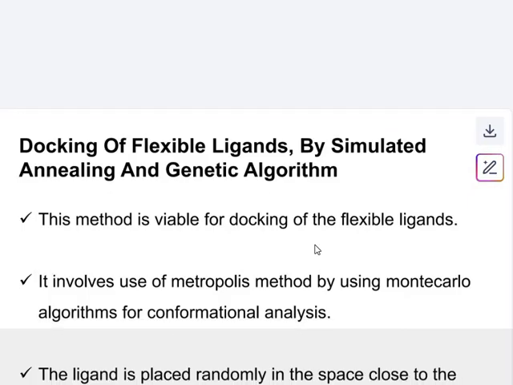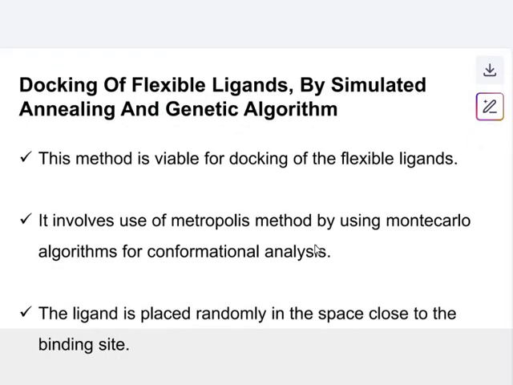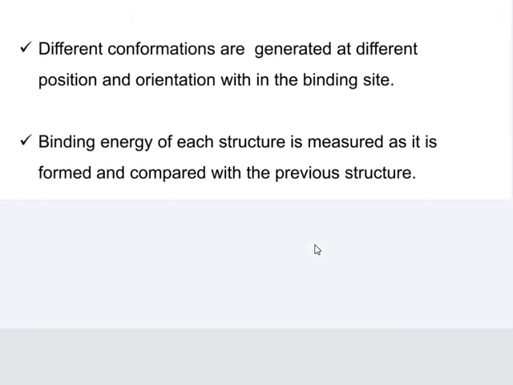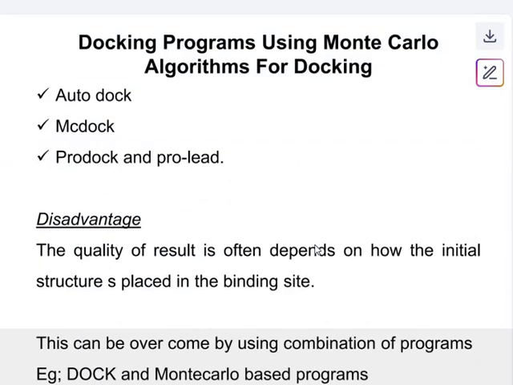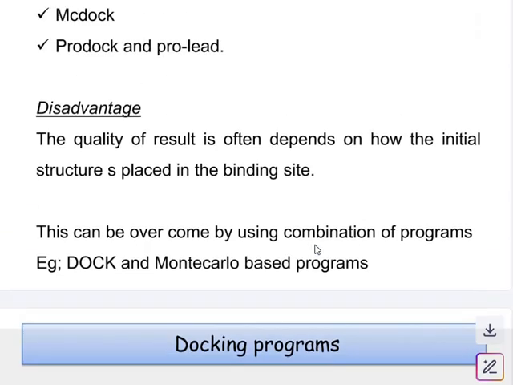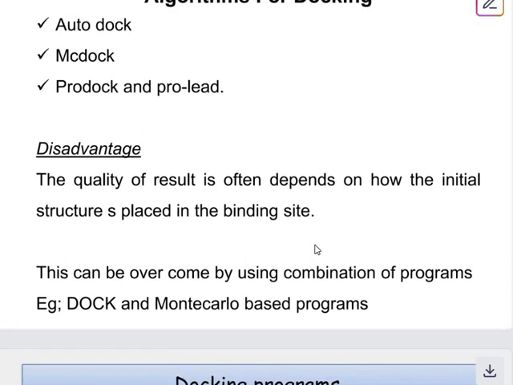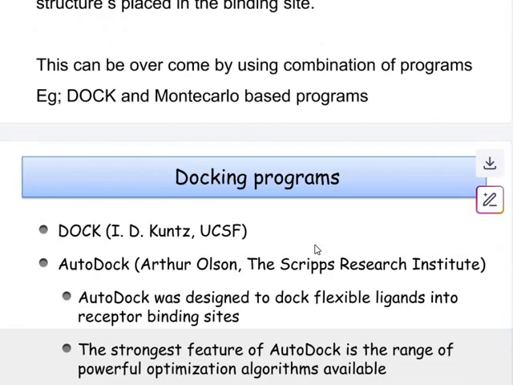So, docking of flexible ligand by simulated annealing and genetic algorithm. Docking programs using the Monte Carlo algorithm for docking: AutoDock, MacDock, ProDock and ProLead. What is the disadvantage of this technique? The quality of the result often depends on how the initial structure is placed in the binding site. This can be overcome by using a combination of programs like Monte Carlo based programs.